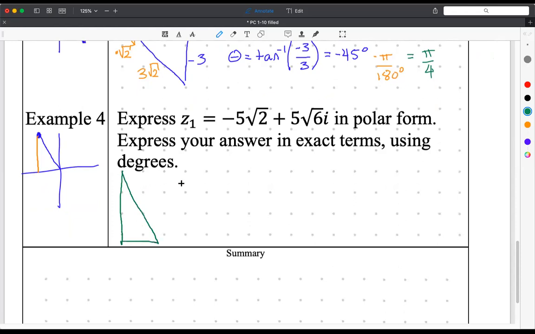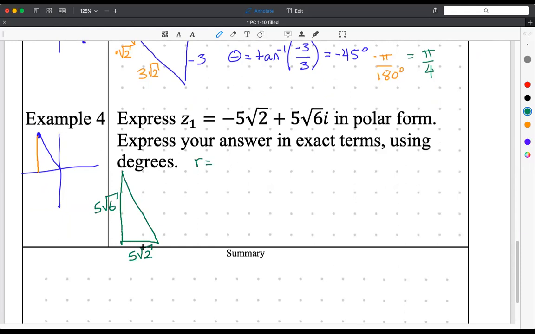So what do I know? I know that I went left 5 square root of 2, so this is going to be 5 square root of 2. I went up 5 square root of 6, 5 square root of 6. And I need to figure out what my angle is, that argument. I need to figure out the modulus, this length here. So which one do I want to do first? I typically find the modulus first.